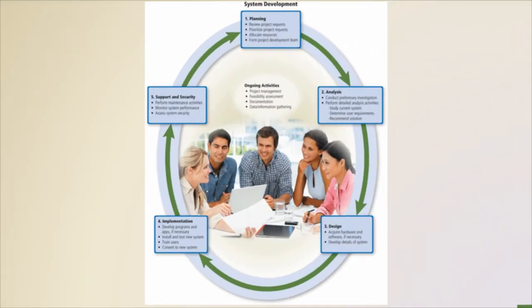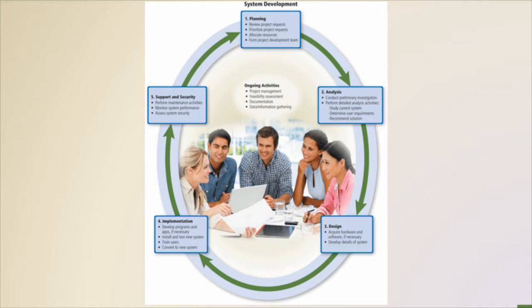So this is kind of a graphical representation of what the systems development life cycle might look like. Here they show 5 stages. Like I said, in general, you're going to have anywhere from 4 to 7, depending on the text. Planning, analysis, design, implementation are all pretty commonly seen, regardless of the text. In some cases, that last one will be referred to as implementation, but in this text it refers to it as support and security.